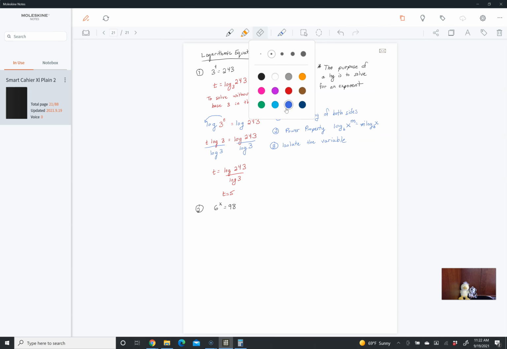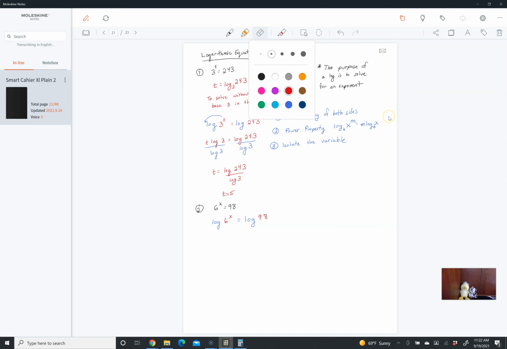So that means that we're going to do log on the left and log on the right. So log of 6 to the x is equal to log of 98. So we took the log of both sides. Now we're going to apply the power property.